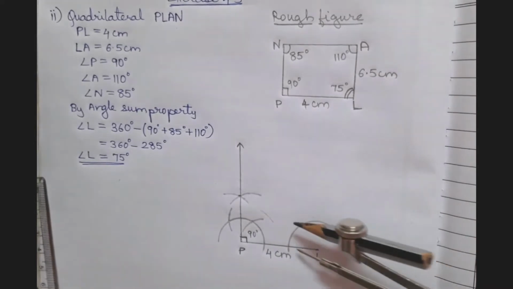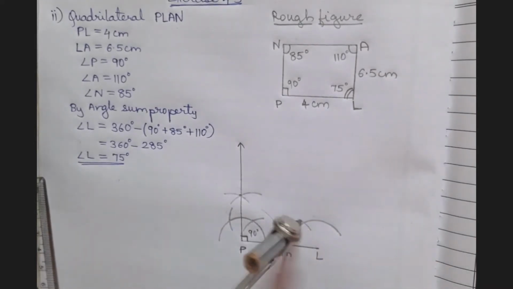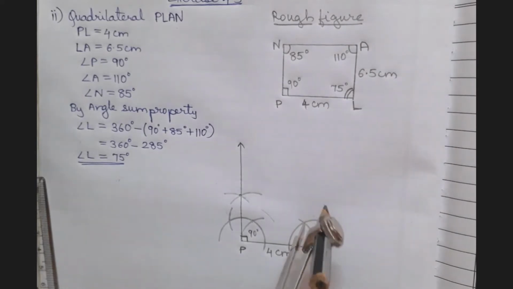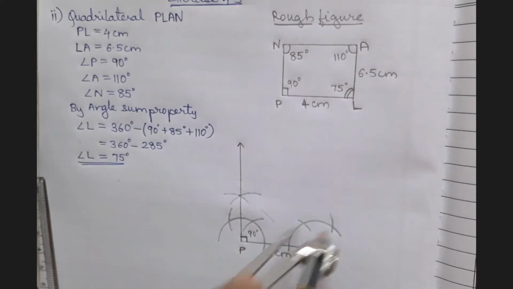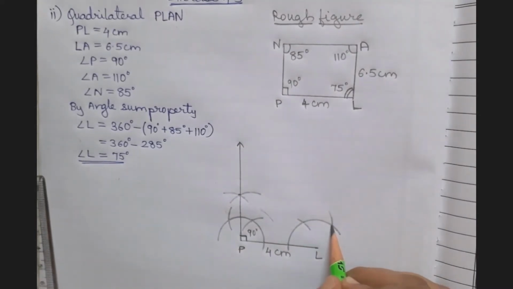Now with the same measurement, I will cut this arc into 3 equal parts. So this is first part and this is second part. Okay. So this is 60 degree and this is 120 degree.